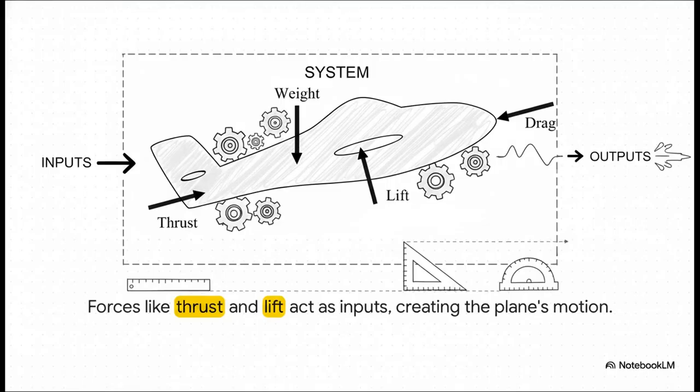Just look at this airplane. To us, it's one object, right? But in dynamics, it's a system. You've got inputs, things like thrust from the engines and lift from the wings, and you get outputs, which is the plane's movement. Now, to understand this, we can't analyze every single atom. We need a simpler way to look at it.